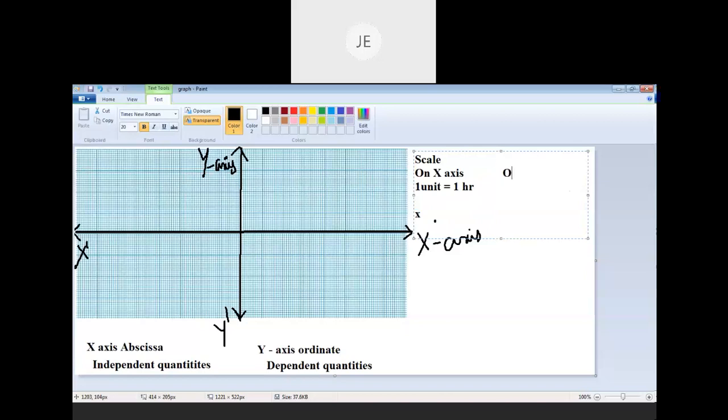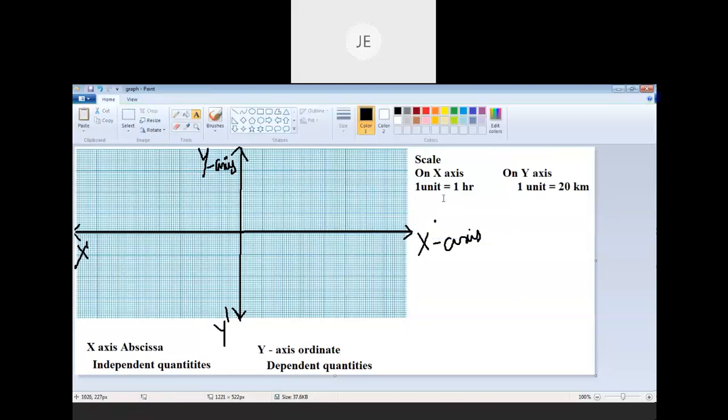On the y-axis, one unit is some 20 kilometers. Distance we are taking on the y-axis, and on the x-axis we are taking time. Okay? Is it okay, beta? Scale you have to mention compulsorily. Scale you must mention.